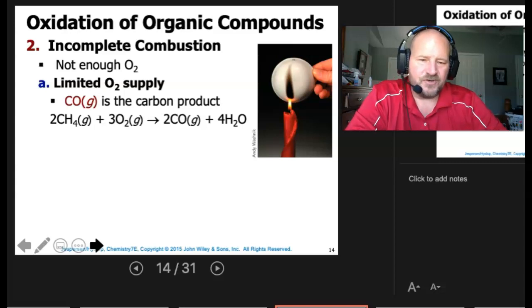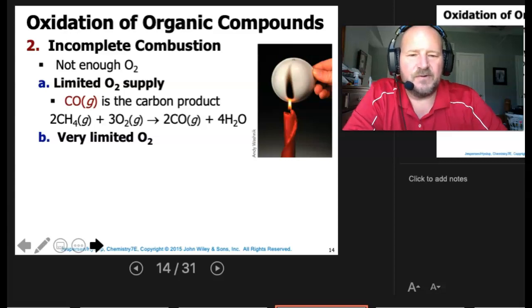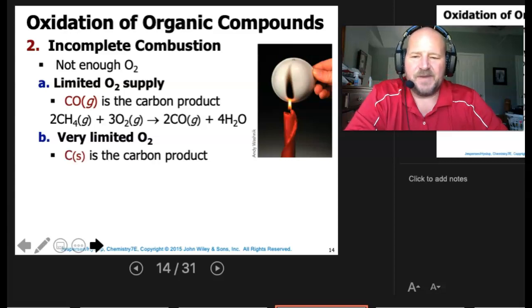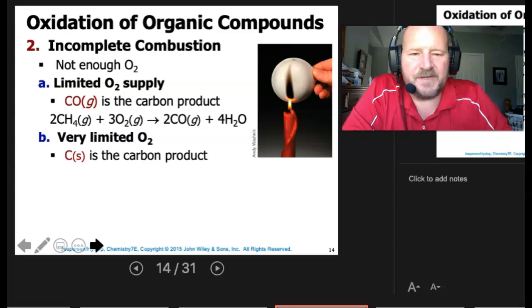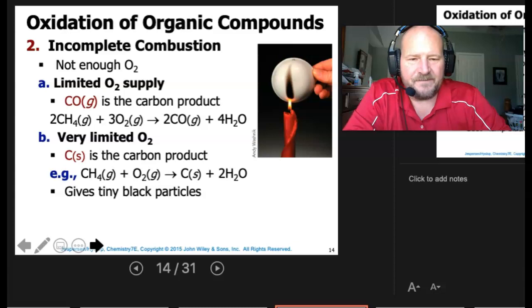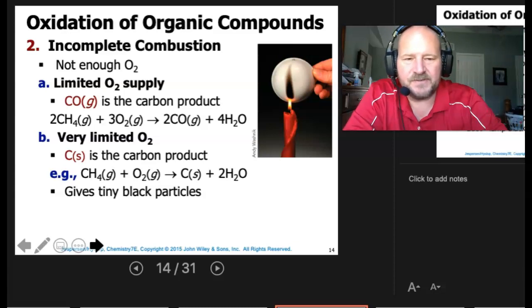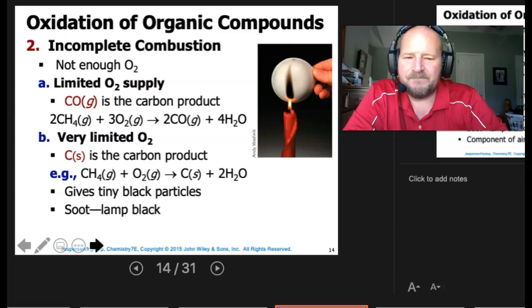Now you can restrict the oxygen even more, right? So if I get to a very limited O2 supply, then I can actually make carbon soot, right? So it'd be a solid carbon material. So this is the tiny black particles, like if you've ever burned a wood stove and you want to maximize the BTUs, you'll cut down on the oxygen to help the wood burn a little longer, then you're going to produce more soot, right?